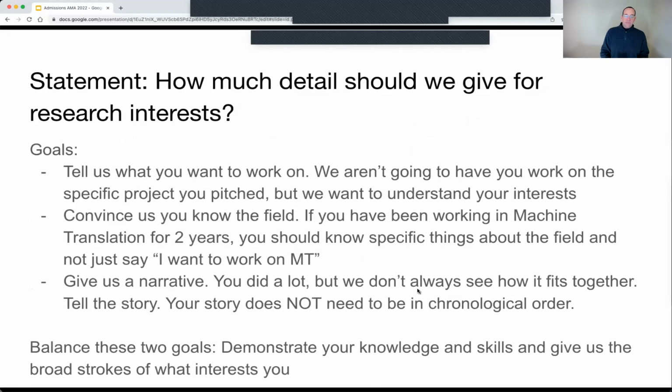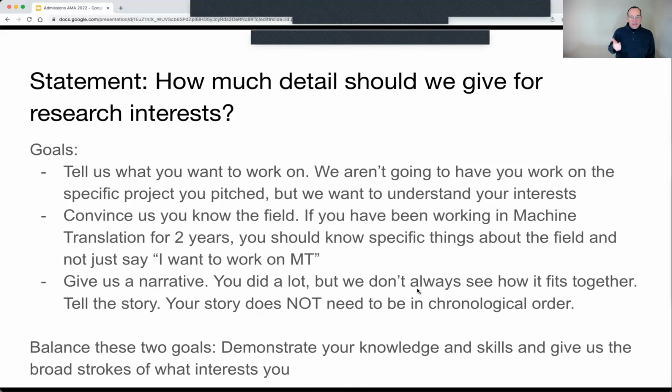For your research statement, how much detail should we give for our research interests? So there is a balance here. You're trying to do a couple things in your research statement. You are trying to tell us what you want to work on. We are not going to give you the project you pitched. So if you have an idea and you put it in your research statement, that's great. It is almost certainly the case that's not what you're going to work on, but we want to understand what your research interests are, so we want to know if you're a good fit for the projects we have. So that's the first goal: tell us what you want to work on.